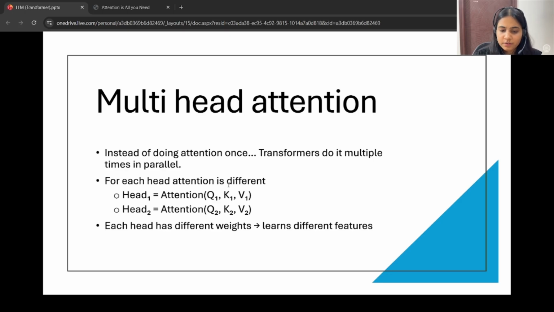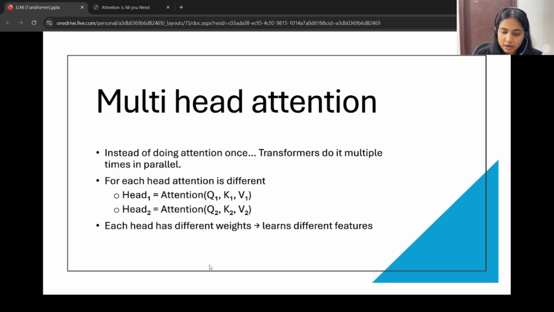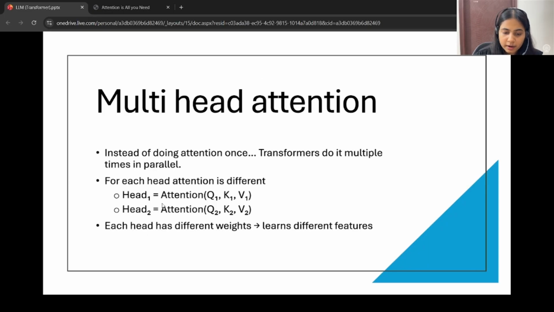In self attention, we have one QKV, but here we'll have more, like Q1, Q2, K1, K2, and so on. Each has one head. One attention is Q1, K1, V1, meaning query 1, key 1, and value 1. If we have another head, then we'll have another Q2, K2, and V2. So there will be more attentions in multi-head attention, so it will understand other context as well.